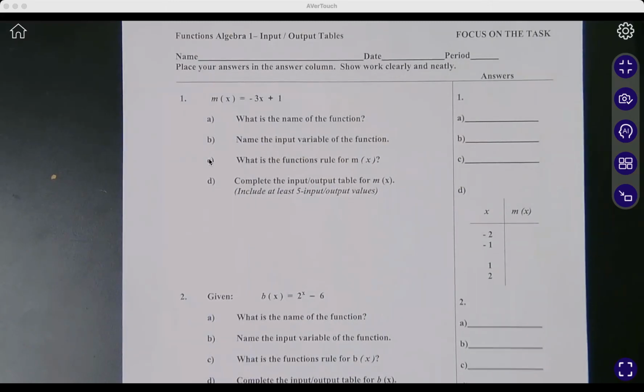Hello, hope you're doing well. I'm going to go over the input and output tables handout.